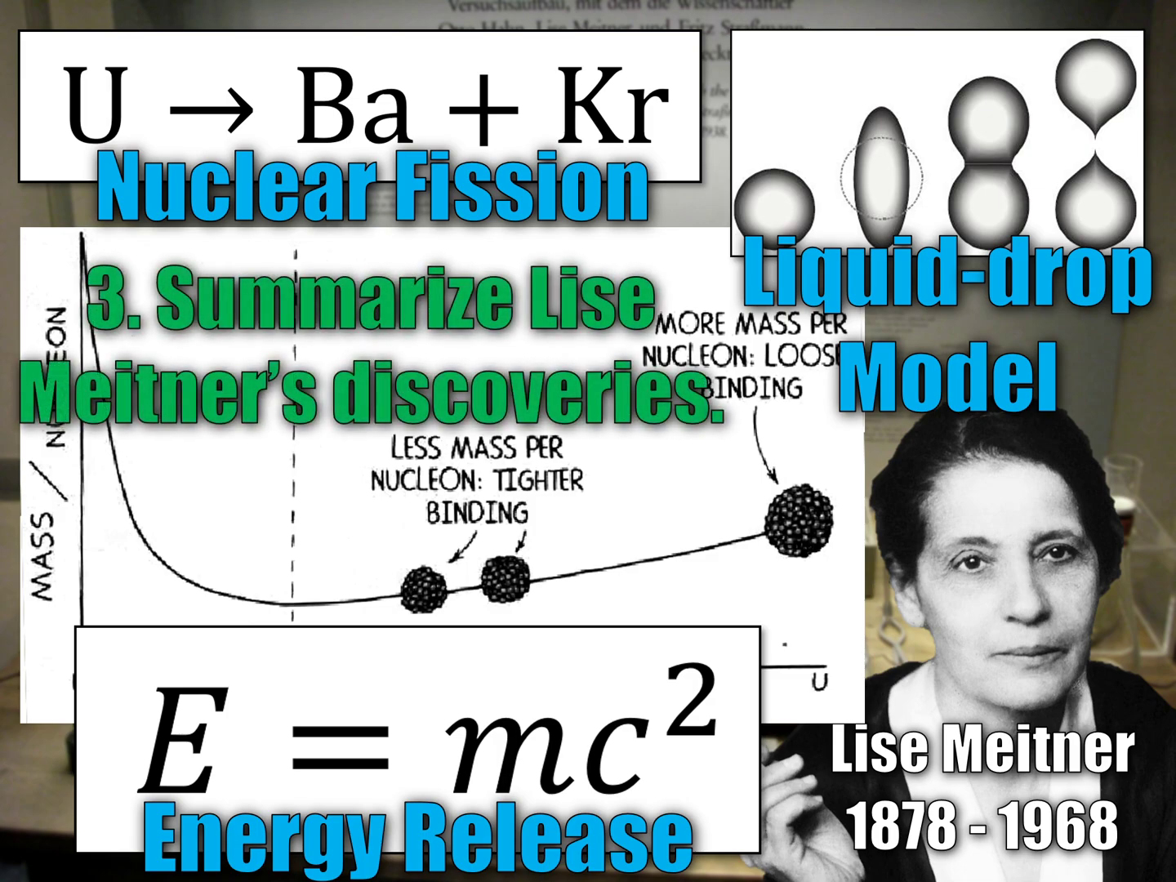Question 3. Summarize Lise Meitner's discoveries. You might be wondering why I'm saying Lise, because that's how you pronounce that in German. The E at the end is pronounced, so Lise Meitner. So outline her discoveries: she discovered that fission was happening. She figured out the liquid drop model, the physical process by which fission occurs, and she figured out that energy was released. Please pause the video now so you can answer this question.